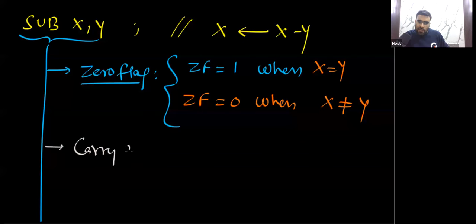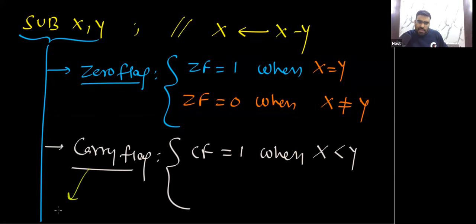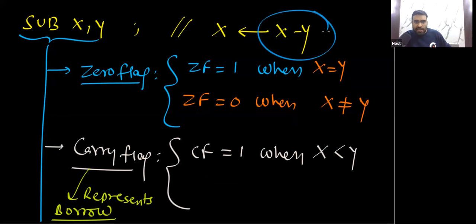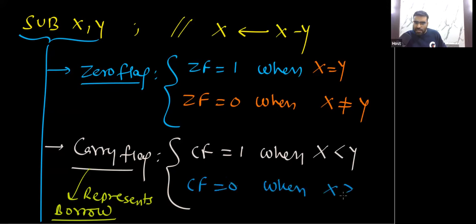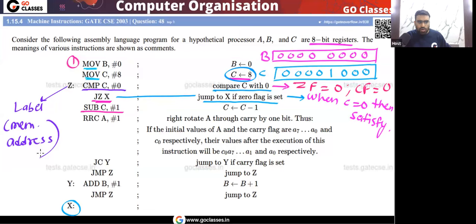What about the carry flag? The carry flag will be set when there is a need to borrow. There is a need to borrow if X is less than Y. You can consider this carry flag as representing a borrow. So when X is less than Y, you are subtracting Y from X, so you need to borrow and the carry flag will be set. Otherwise, the carry flag will be reset if X is greater than or equal to Y. So remember, the zero flag and carry flag are also affected because of this subtraction instruction.